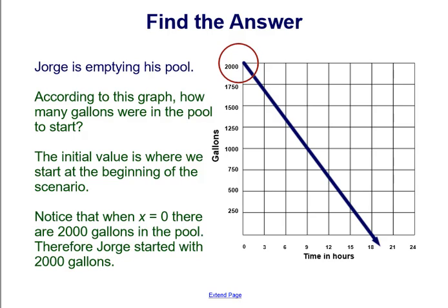So notice that when x equals 0, there are 2,000 gallons in the pool. The y-intercept of this graph is (0, 2,000). So therefore, Jorge started with 2,000 gallons of water in his pool. The y-intercept is the answer.